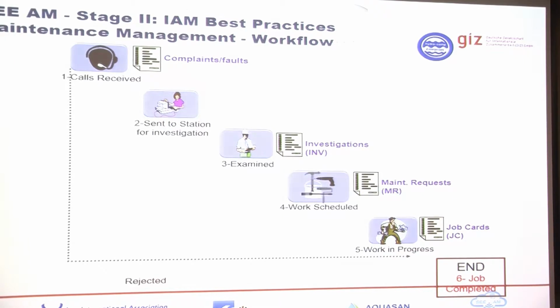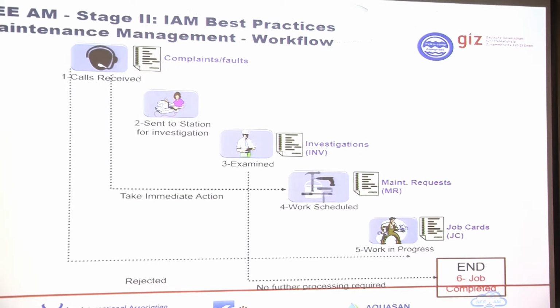Of course, there are different permutations in this flow diagram. Some calls are rejected. Some of them are emergencies, they have to happen immediately. Some investigations don't need further processing. Or in certain work in progress, you go out, you see, by the way, this is also broken. I need to open a new job card. What do I do? I go back and issue a new job card, a new investigation, and so on. So these are the different permutations of this logic, but that's what we want to standardize. We want to computerize and fully standardize in all your utilities.